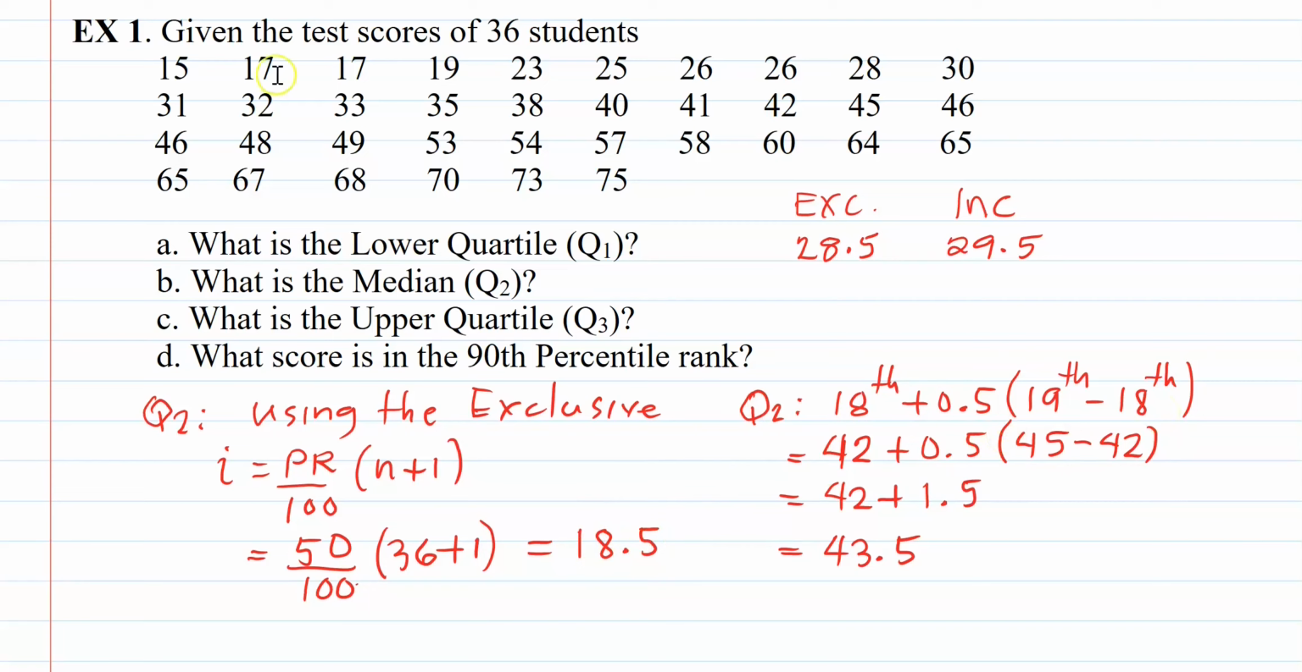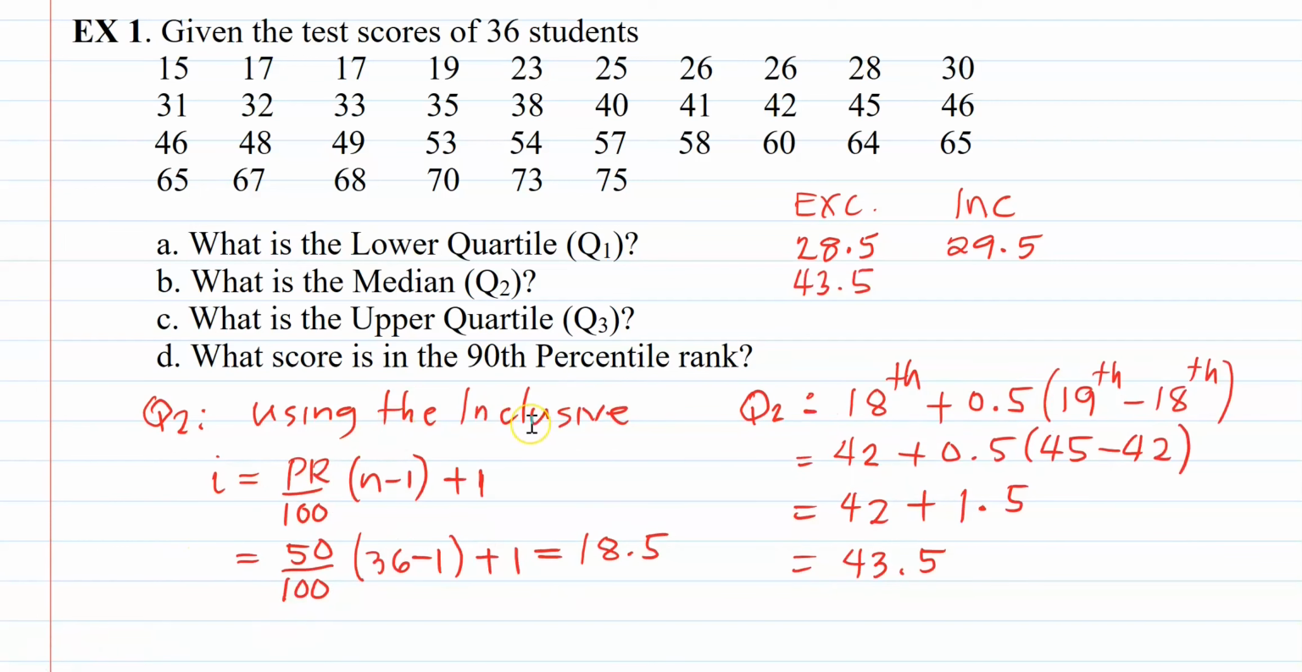Our Q2 will be located on the 18th position plus 0.5 of the difference between the 19th and 18th. Now, if you count from the lowest up to the 18th position, this will be 10, 11, 12, 13, 14, 15, 16, 17, 18. It's 42. So the score on the 18th position is 42. And then plus 0.5 times the score on the 19th. And the score on the 19th is 45. So 45 minus 42 will give us 3. And 3 times 0.5 is 1.5. And 1.5 plus 42 will give us 43.5. So the median or Q2 using the exclusive method is 43.5.